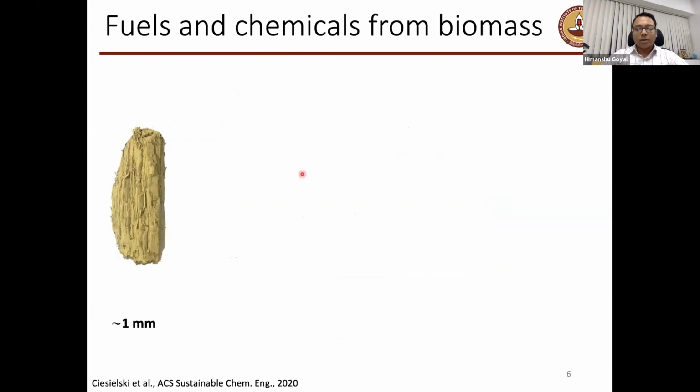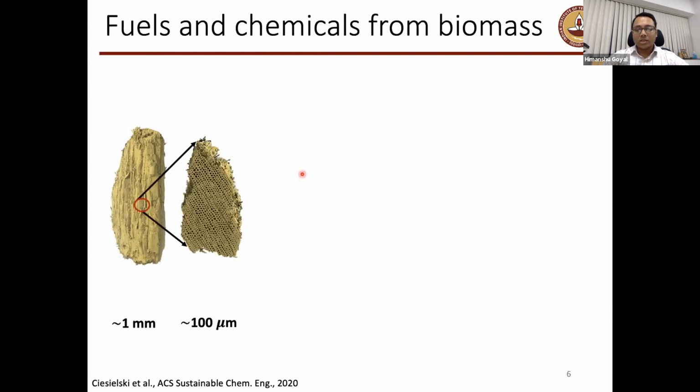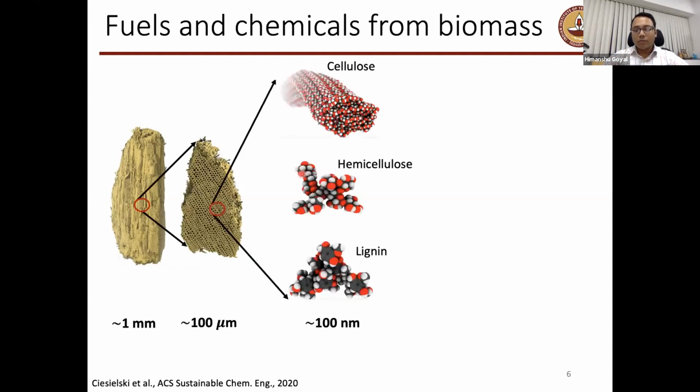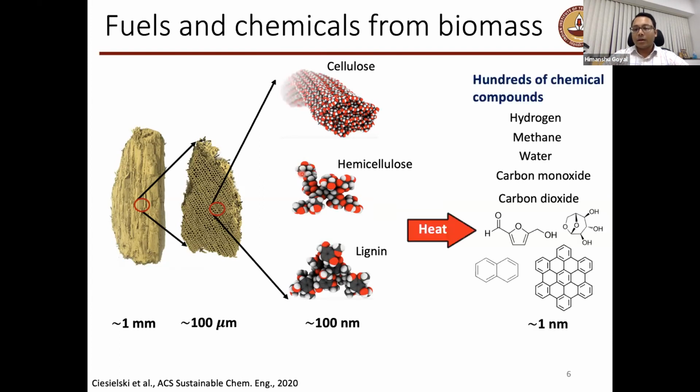Here I'm showing you an image of a single wood particle. Wood is a major biomass which is typically used for producing these biofuels. If you look inside it, we see a highly anisotropic structure with pores aligned in a certain direction. If you zoom in further, we see that this material is made up of three major types of biopolymers: cellulose, hemicellulose, and lignin. When we apply heat, it can break down these molecules into a variety of different chemicals, ranging from as small as hydrogen, methane, and water to large polyaromatic hydrocarbons.